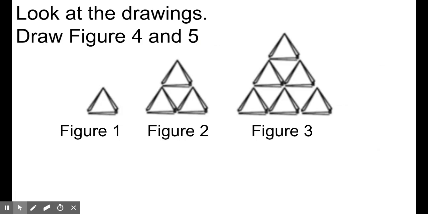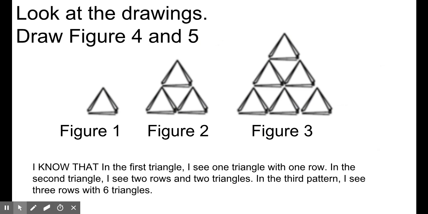So, with all that background, let's review the word problem that I gave you earlier and practice the strategy of validating. The problem was to look at the drawings and draw figures 4 and 5. And then, of course, the O was the three figures that were provided to you. Using that O, we know that the first figure has one triangle with one row. Figure 2 has 2 rows of the triangle. Figure 3 has 3 rows of the triangle. So they just added a row each time.